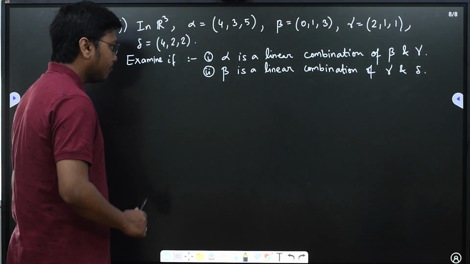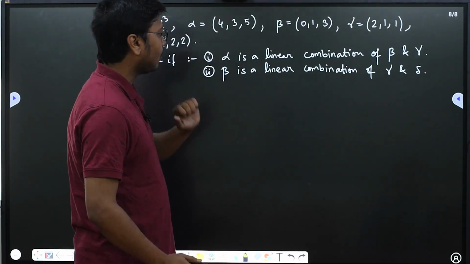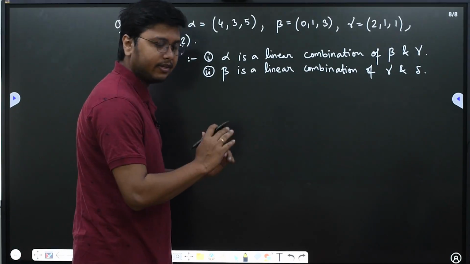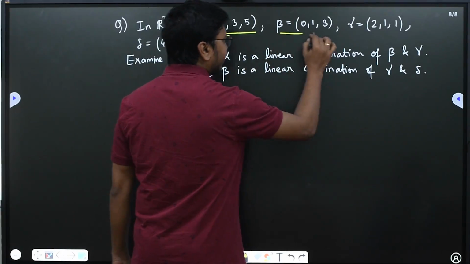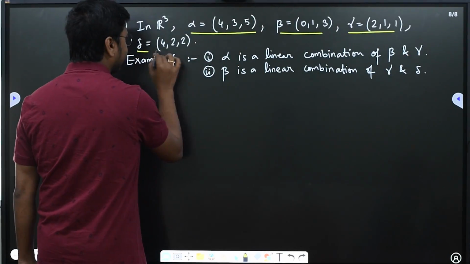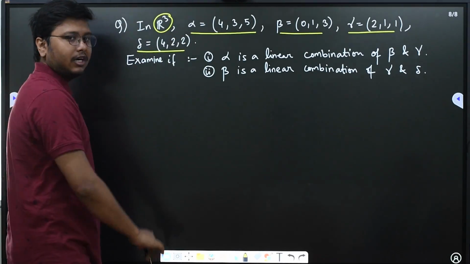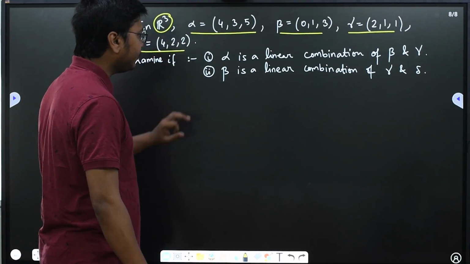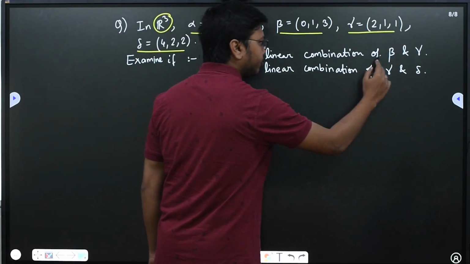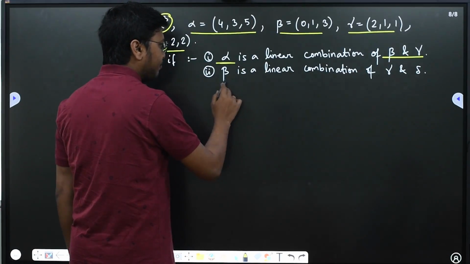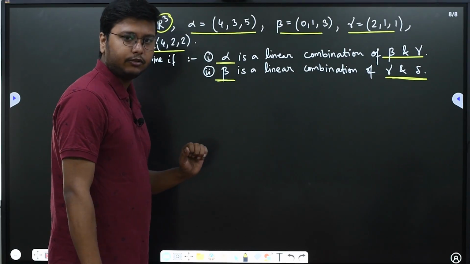Okay, so before moving on to the next topic, let's do one problem based on linear combination that we have done just now. Alpha is given to us, beta, gamma, and delta are given to us. These are all three-dimensional coordinates taken from R3. So we need to examine two things. The first one, whether alpha is a linear combination of beta and gamma or not, and beta is a linear combination of gamma and delta or not. So these two things we need to verify.